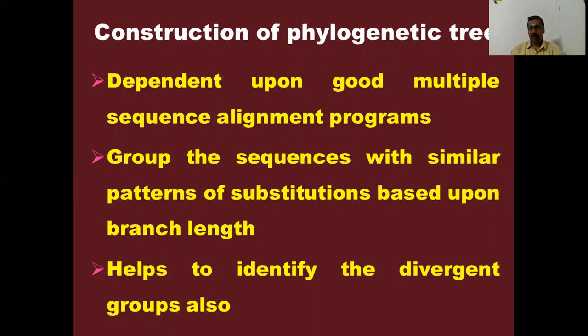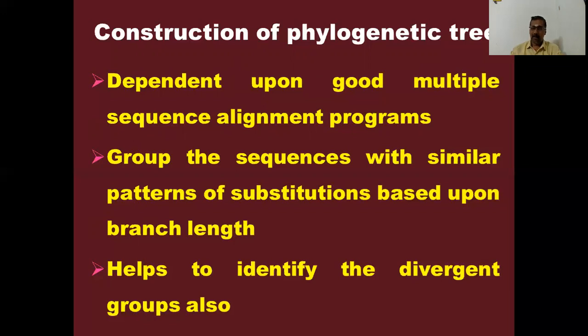So how to construct a molecular phylogenetic tree? For that, we need a good multiple sequence alignment program. Before entering into molecular phylogenetics, we have to run a multiple sequence alignment. Multiple sequence alignment means grouping three or more sequences together in order to observe the number of conserved characters and divergent characters.